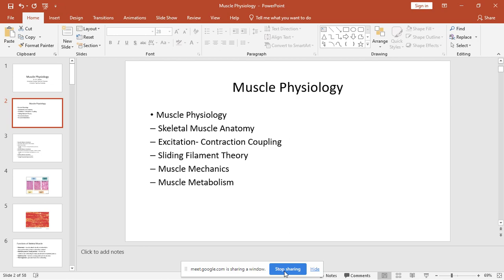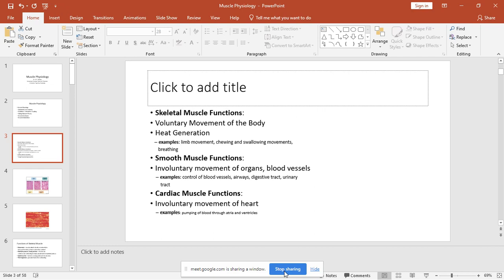Now, okay. So, ladies and gentlemen, we are looking at muscle physiology. I'm sure that you have gone through this. The only trouble is that that recorded lecture, at the end, it sort of cuts. And I'm recording this one in case you need it for your future reference. So, basically, we are going to talk about the skeletal muscle anatomy, excitation-contraction coupling, the sliding filament theory, muscle mechanics, and a little bit on muscle metabolism.